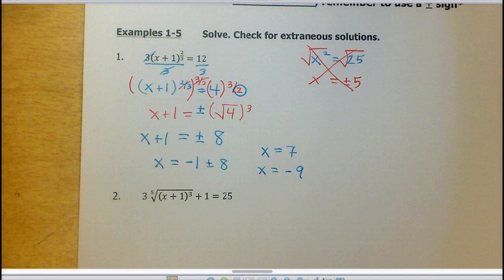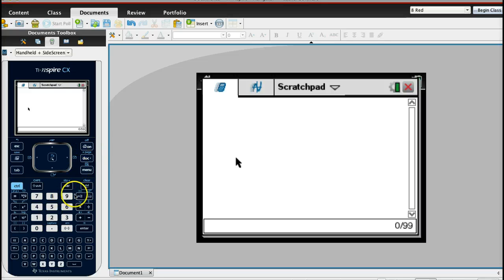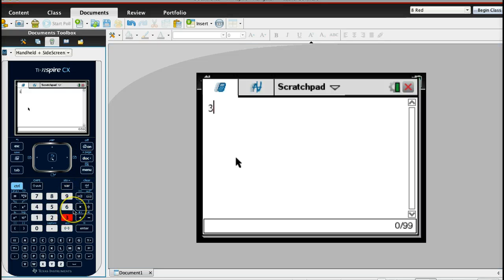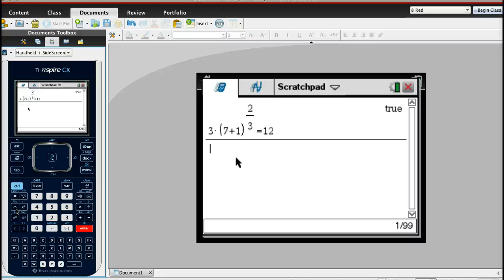Okay, so going to my calculator, I'm going to type in my original equation. So we have 3 times the quantity x plus 1, and I'm going to test 7 first, so this would be 7 plus 1 raised to the 2/3 power equals 12, and we'll check that, and we see that that is a true statement. Okay, now I can go up and I can copy that equation.